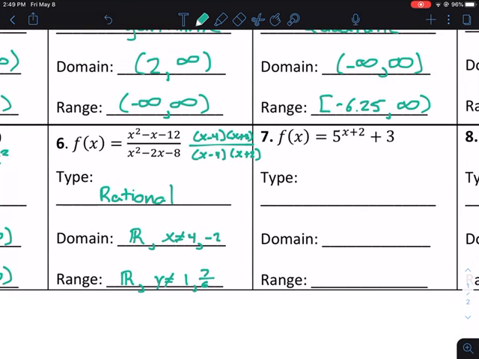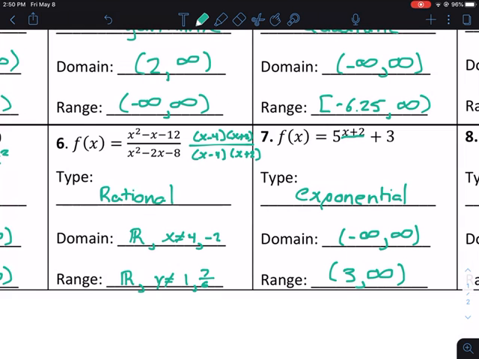Okay, number 7. Number 7, the x is in the exponent, so this is an exponential. Okay, the domain, negative infinity to infinity, and then the range would start at 3, and then go on to positive infinity.